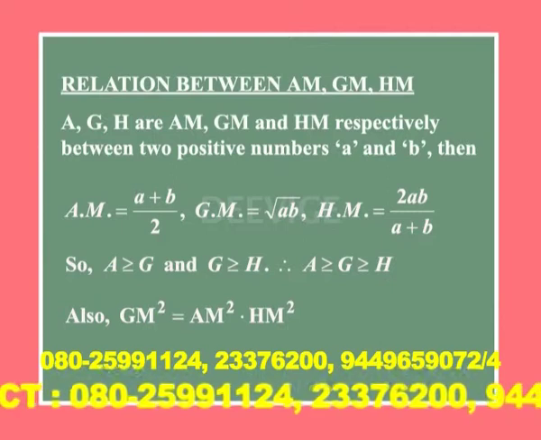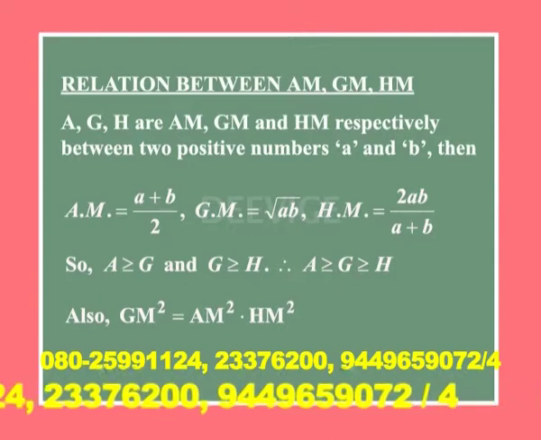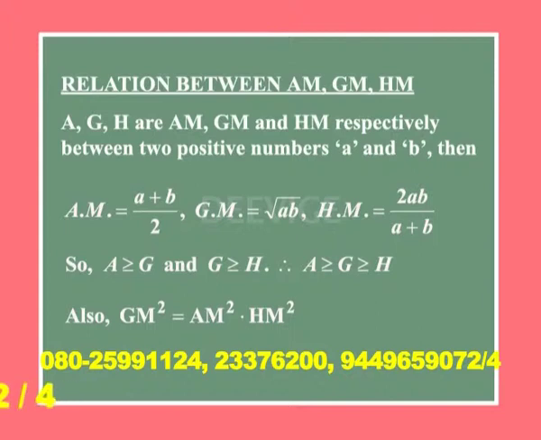Relation between AM, GM and HM. If capital A, capital G, capital H are AM, GM, HM respectively between two positive numbers A and B, then capital A is given by (A plus B) by 2, capital G is given by root AB, capital H is given by 2AB by (A plus B). That is, AM is (A plus B) by 2, GM is root AB, HM is 2AB by (A plus B). And always A is greater than or equal to G, greater than or equal to H. And of course, G square is always equal to A into H. That is, the square of the geometric mean of any two numbers is the product of the arithmetic mean and harmonic mean.